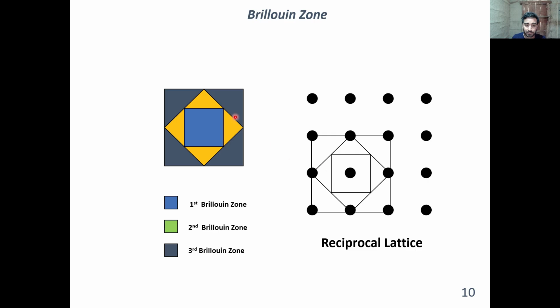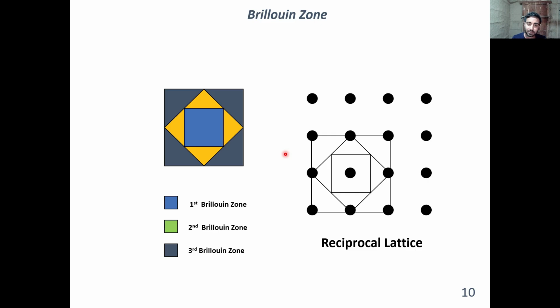Interestingly, if we fold the third Brillouin zone, we will get the second Brillouin zone. Just consider it. And if we fold the second Brillouin zone, we will get the first Brillouin zone. So the first Brillouin zone can represent all the crystal atoms.